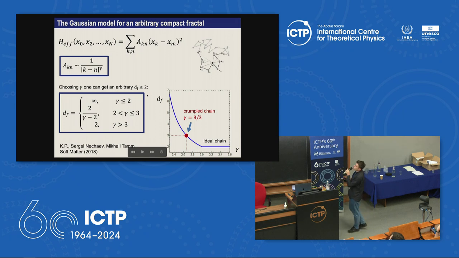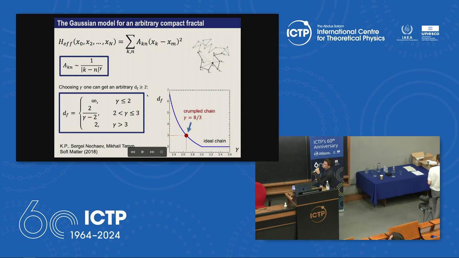For that, we consider the class of quadratic Hamiltonians. And we've shown that by tuning the decay of the couplings in this Hamiltonian, one can reproduce any fractal dimension of the chain at equilibrium between 2 and infinity. So you choose the power-law decay of the couplings, and if gamma is large enough, or if there are only nearest-neighbor interactions, like in the Rouse model, the fractal dimension is 2, like in the ideal chain case. But when these coefficients decay sufficiently slowly, then one can reproduce any fractal dimension.